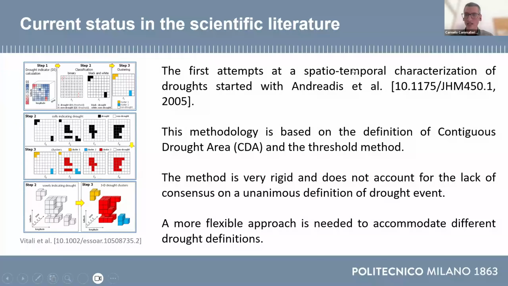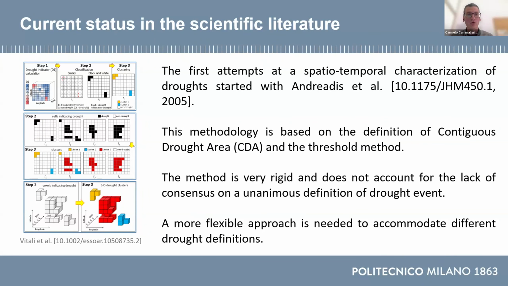This is not a completely novel idea, of course. I didn't come up with this idea. Already in the early 2000s there was some very pioneering work from Andreadis that was trying to approach drought from this perspective. He introduced his method, which was mostly based on contiguous drought area. So the idea was to look at a series of pixels under certain drought condition, and then try to see if those pixels are connected, so they're close to each other, if they create some kind of cluster. Okay? So this method introduced this concept, but of course it was a very rigid approach. They didn't have much flexibility, they didn't have many parameters that allow for adjusting the result from this method.